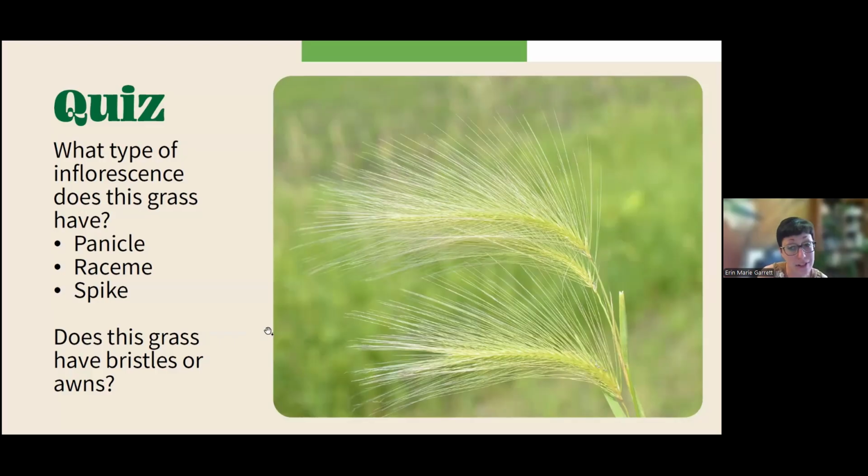Again, it's kind of a cruel question because it's so hard to tell in this one. But good conversation. I see lots of votes for spike. You are correct. This is a spike. And in this case, they are awns, okay? So again, impossible to tell, therefore a guess for you, but again, points out just the importance of maybe needing that magnification.